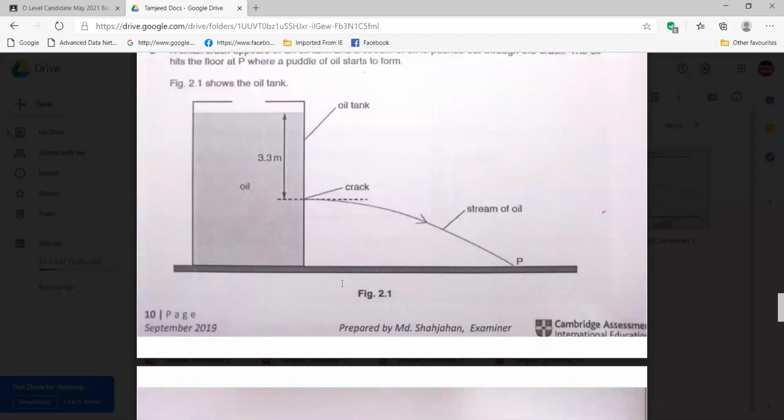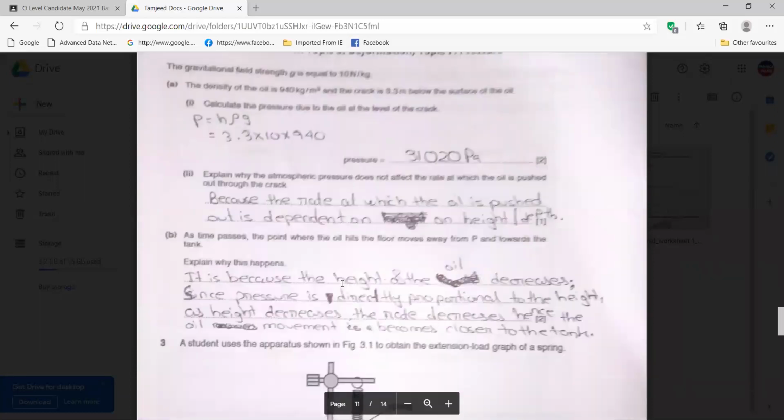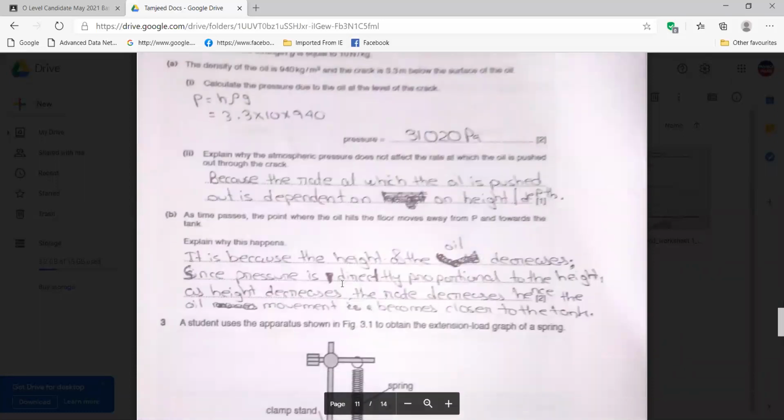Clear? Okay. Then this question: as time passes, the point where the oil hits the floor moves away from P and towards the tank. Explain why this happens. Yeah, the one you wrote here.